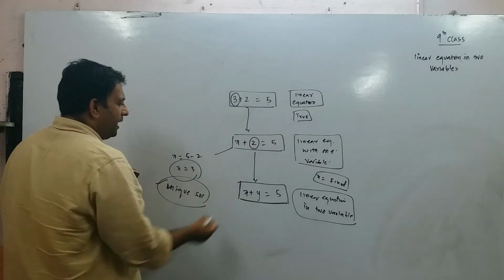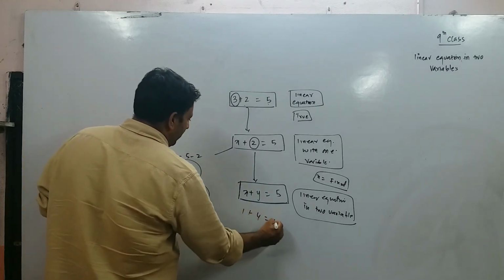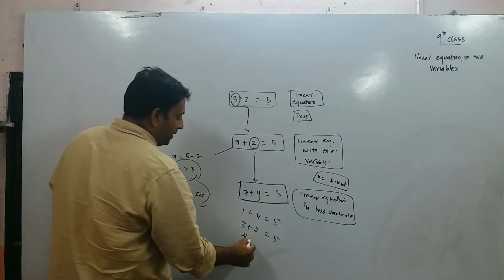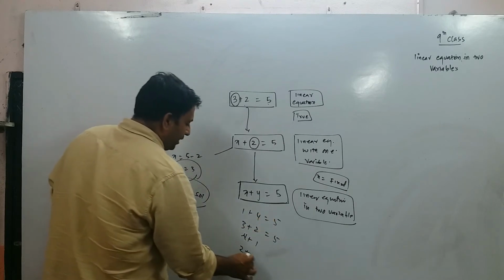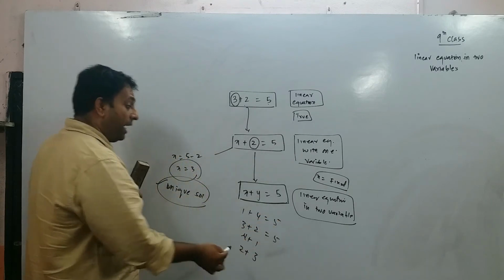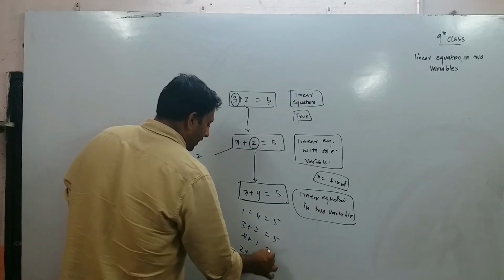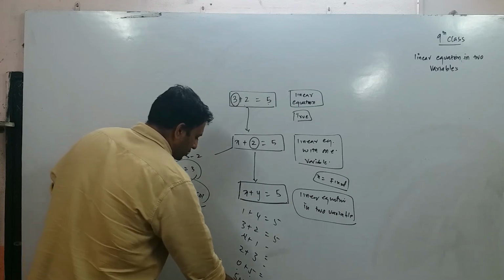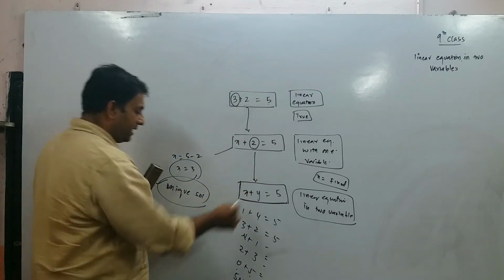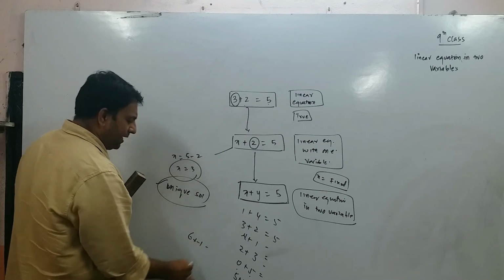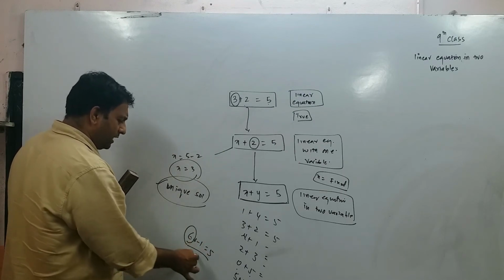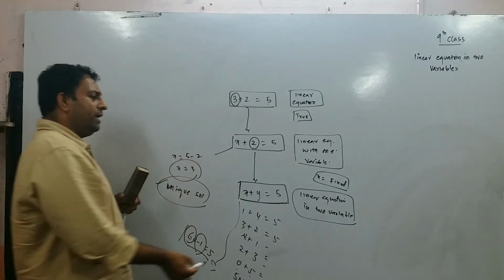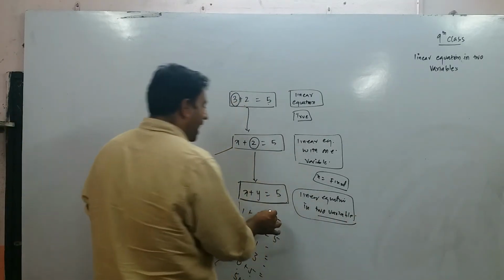Let me help you out. I can write 1 plus 4 is also equal to 5. I can write 3 plus 2 is also equal to 5. I can write 4 plus 1 is also equal to 5. I can write 2 plus 3 is also equal to 5. I can write 0 plus 5 is also equal to 5. What do you mean by 0 plus 5? x value is 0, y value is 5. Or I can write 5 plus 0 is also equal to 5. Now if I go to negative numbers, I can say 6 plus minus 1 is also equal to 5, where x is equal to 6 and y is equal to minus 1. So all these are solutions. So a linear equation in two variables can have infinite solutions.